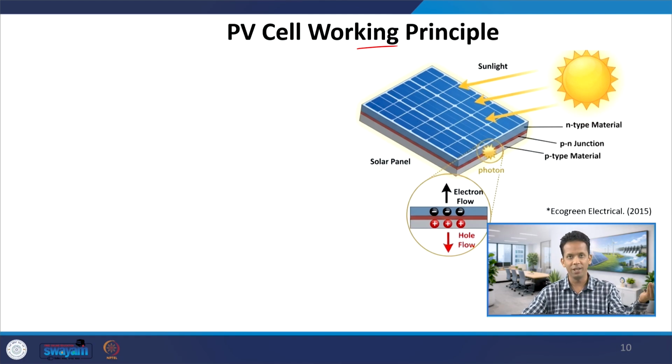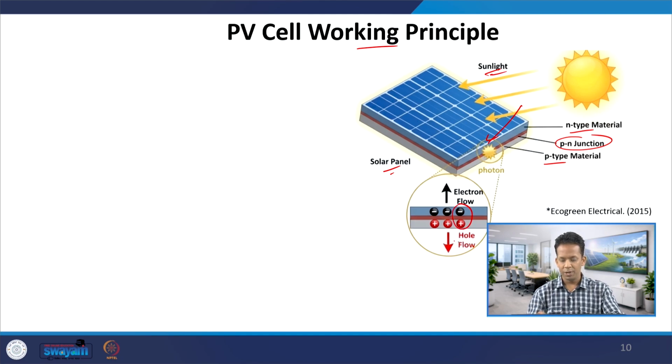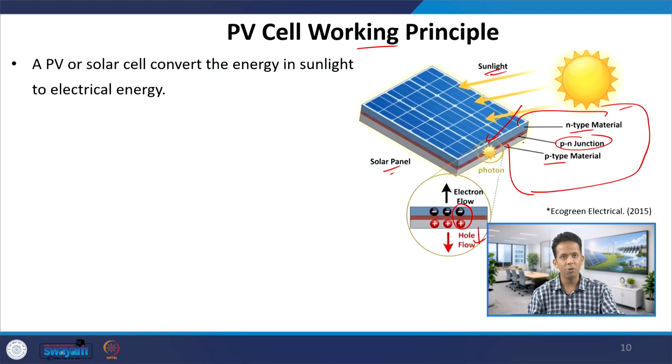Let's look at the PV cell working principle, because this is the equipment which works on the principle of photovoltaic effect. As you can see in the picture, the sunlight is falling incident on the solar panel, which is made of N-type material and P-type material, with a PN junction in between. Energy of photons is incident on the N-type material, and when the electrons absorb the energy from photons, there is a formation of electron and hole pairs, and there will be flow of electrons and flow of holes generating electric current. If we have this panel connected with the electrical circuit, there will be the flow of electrons and holes.